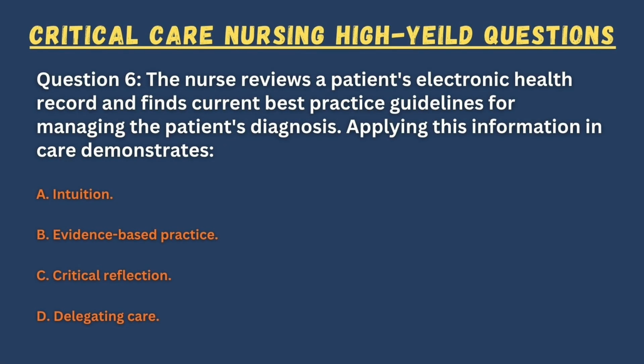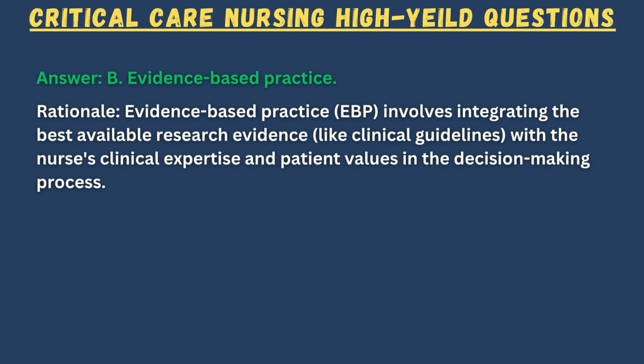Question 6. The nurse reviews a patient's electronic health record and finds current best practice guidelines for managing the patient's diagnosis. Applying this information in care demonstrates: A. Intuition. B. Evidence-based practice. C. Critical reflection. D. Delegating care. Answer: B. Evidence-based practice. Rationale: evidence-based practice (EBP) involves integrating the best available research evidence, like clinical guidelines, with the nurse's clinical expertise and patient values in the decision-making process.